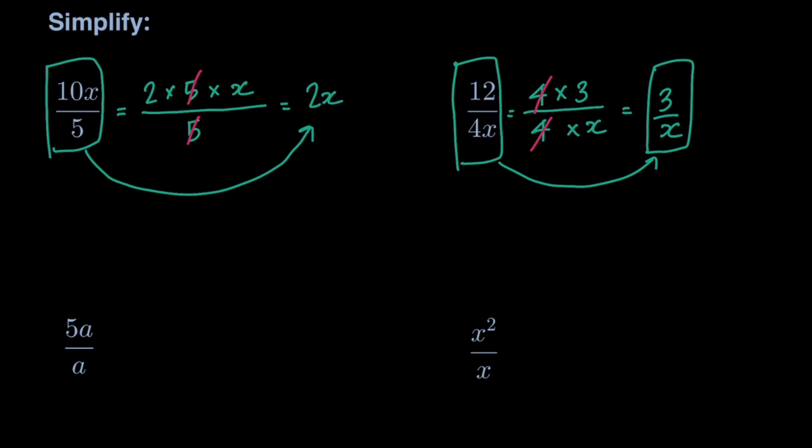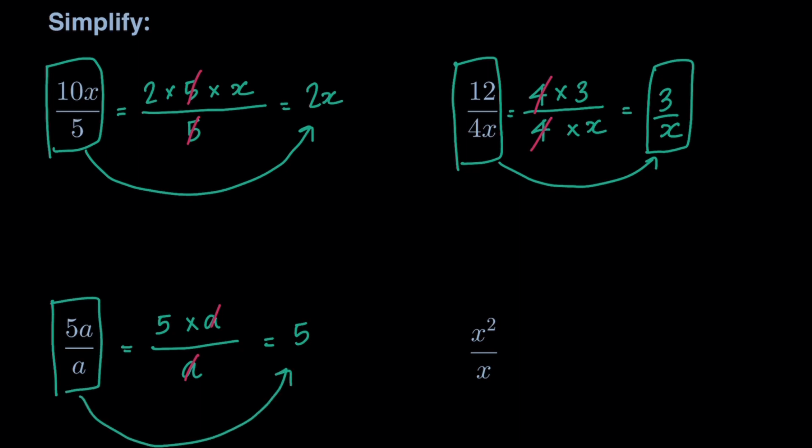Next question, I have 5a over a. 5a is 5 times a, and the bottom a is just a by itself, and the common factor is the a. So cancel it out, and I am left with the 5. 5a over a is simplified to just 5. x squared over x. x squared is x times x, and the bottom x is just by itself.